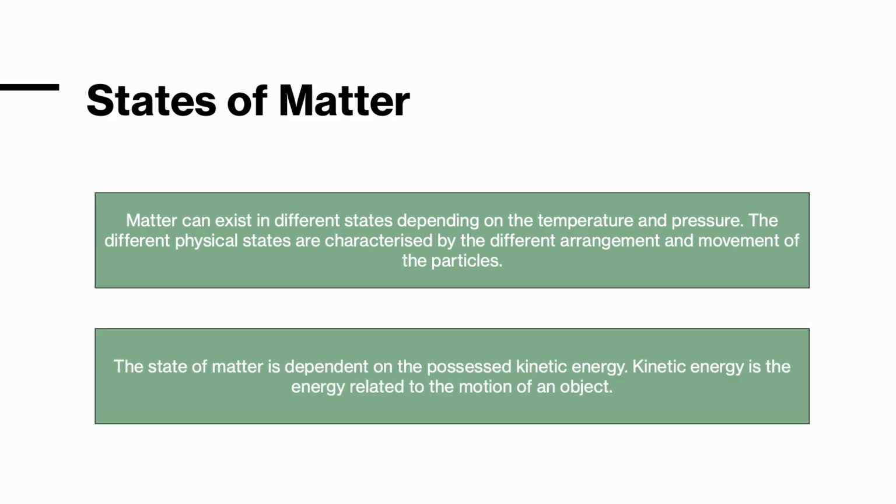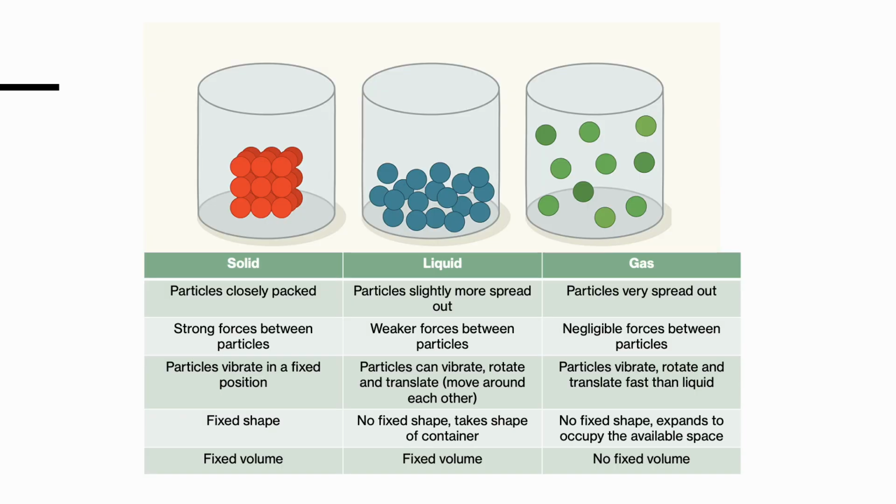The state of matter is dependent on the possessed kinetic energy, and kinetic energy is the energy related to the motion of an object. Alright, so this here outlines the three states of matter that we're going to look at: solid, liquid, and gases. For solids, the particles are closely packed. They have strong forces between the particles. The particles vibrate in a fixed position, and the solid has a fixed shape and a fixed volume.